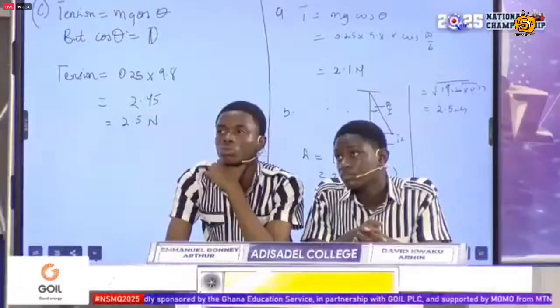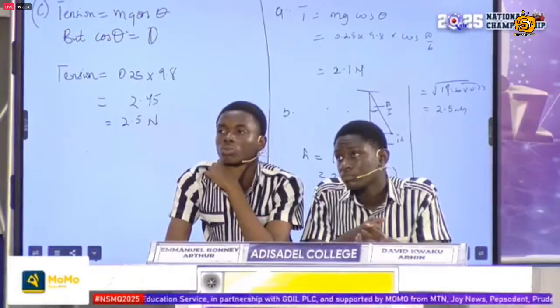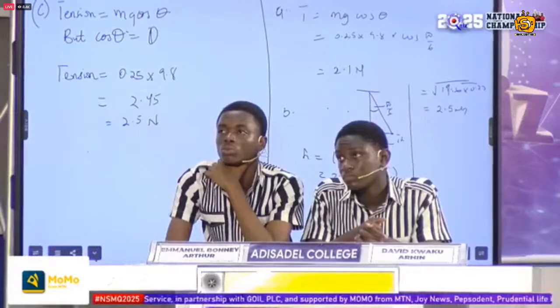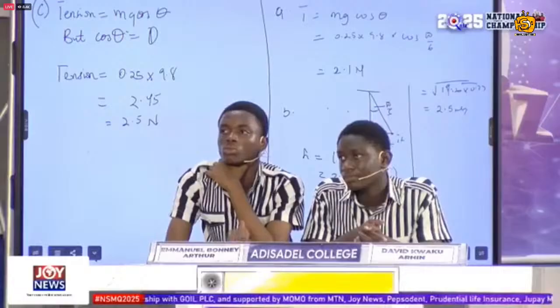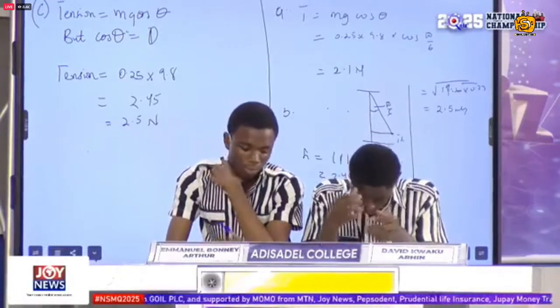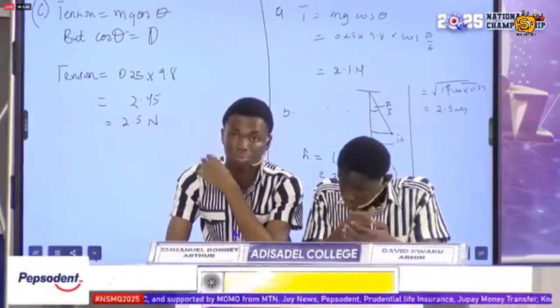Adisadel College, you set up correctly and calculated the right answer for A. You did similarly for B. And that was the end of your success. And so you get 6 out of 10. That's the end of the problem of the day and the end of round 3.